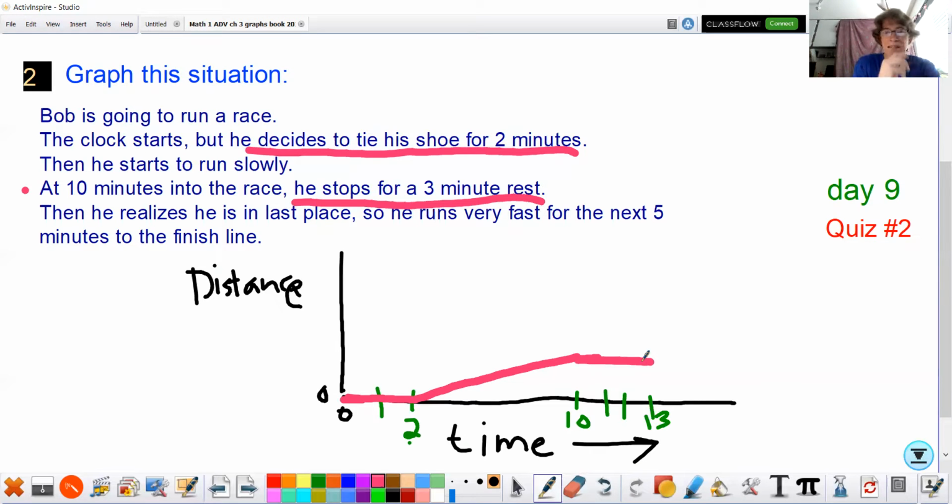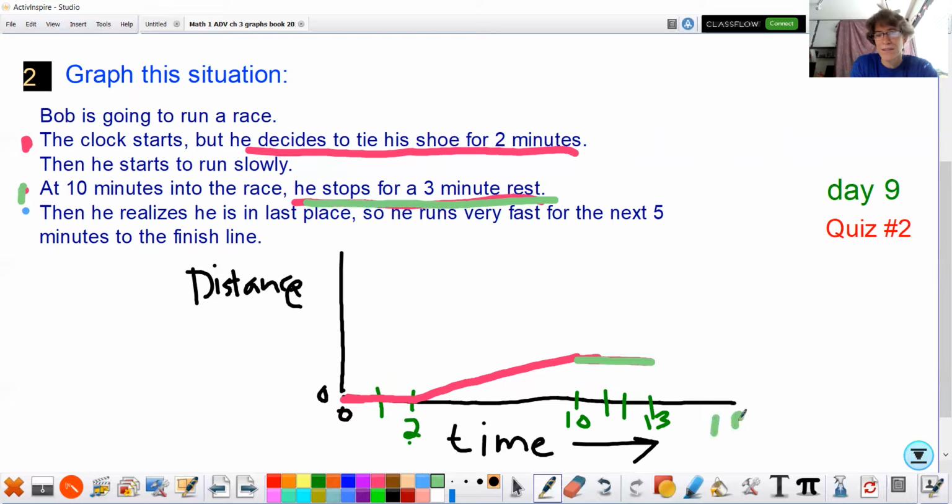He's not going anywhere. He's just sitting there. Then he realizes he's in last place. So he runs very fast. So the last thing he does, I should even put this in a color here. Okay, this is the part where he didn't do much, right? That's the part where he just stopped for 3 minutes. Okay, then the last thing he does, down here, he realizes he's in last place. I'll put these in little colors. There we go. That guy red. This guy green. Okay, and the last thing he does, he realizes he's last, so he runs very fast for the next 5 minutes to the finish line. For the next 5 minutes.